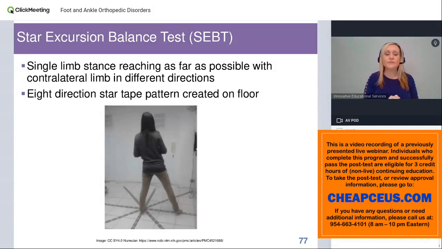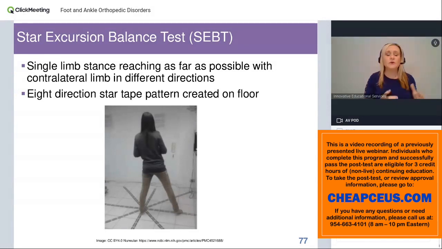The star excursion balance test. This is where you're going to put those pieces of tape out at those 45-degree angles and ask the individual to step in different regions to look at their balance. You can either look at the distance they go. There's a way to calculate it based on how long someone's leg is and look at positioning. Consider as you're doing these tests, do it with dual tasking, motor as well as cognitive, to really make sure that person is truly able to balance.